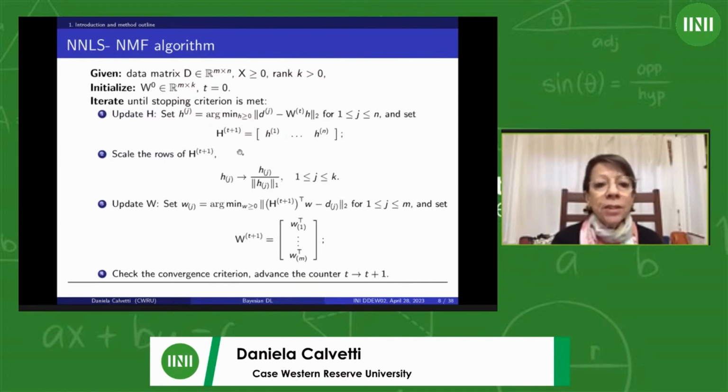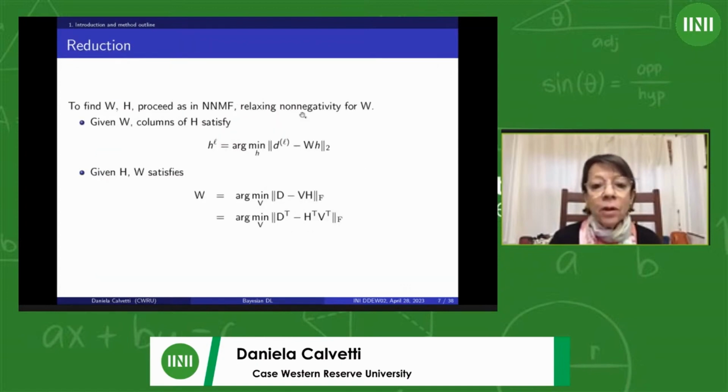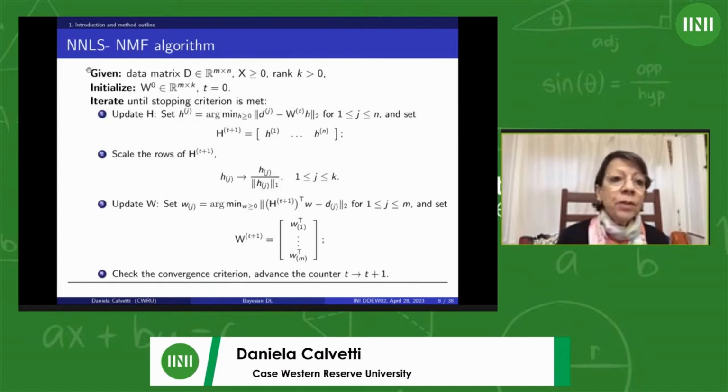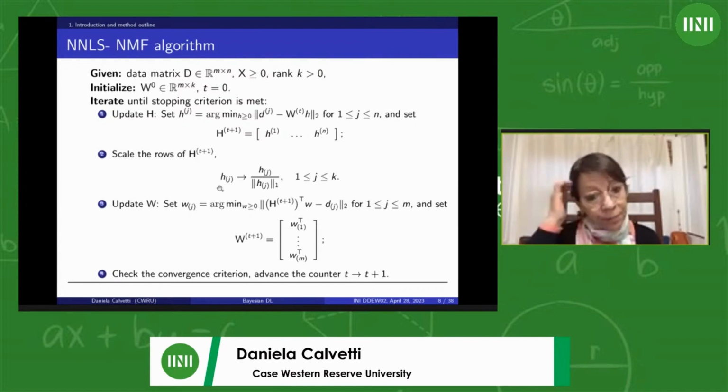Alternatively, what we can do is think about this problem as solving a sequence of least squares problems. We're going to do this by essentially doing sweeps of non-negative or partially non-negative least squares. So this is the update of H, and we update it column-wise, one column at a time. Once we're done, we scale the entries of H. And then once we have H updated, we compute W. Again, these are linear least squares problems.